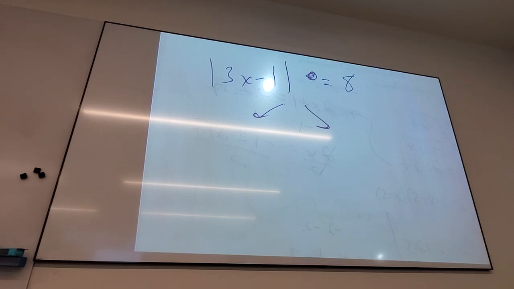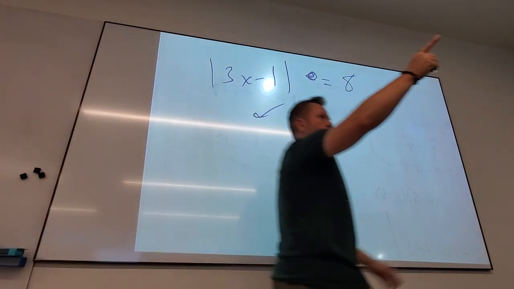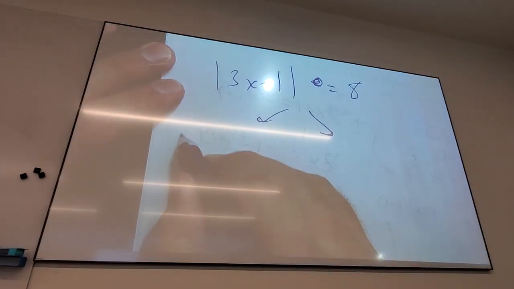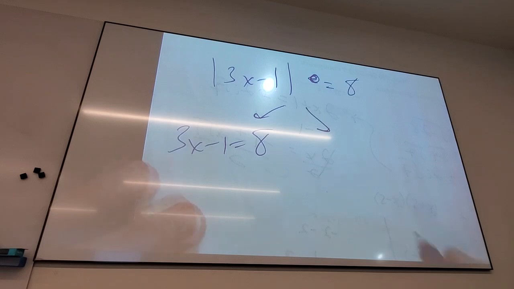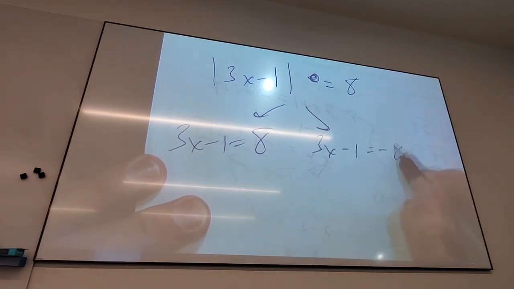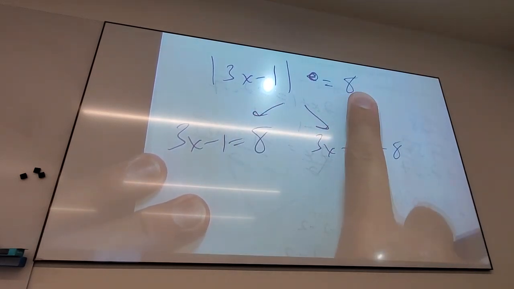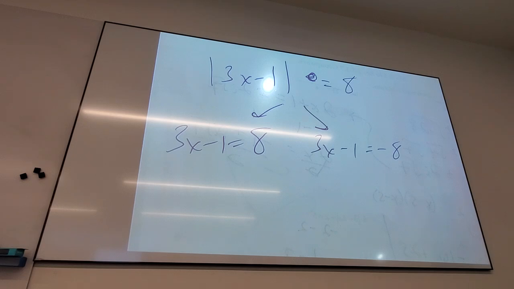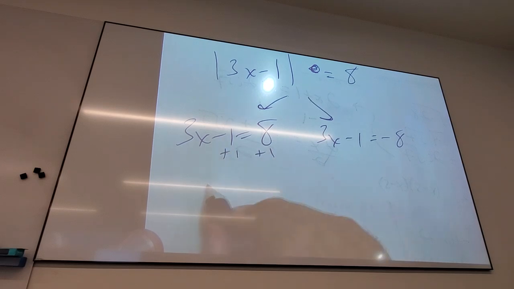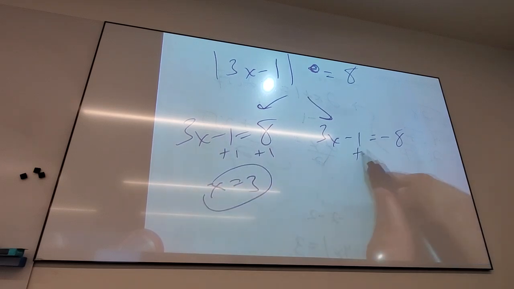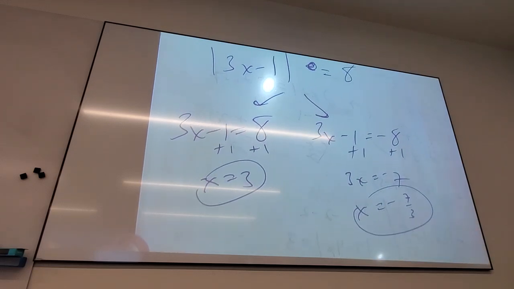And that's why we have 2 cases. Either this number is 8. If that number is 8, this is true, obviously. If that number is negative 8, then the absolute value would strip the negative away and make it 8. That's where those two cases come from. And now I can solve these. Add 1, I get 9. Divided by 3, I get 3. Add 1, I get negative 7. Divide by 3, I get negative 7 thirds. Okay.